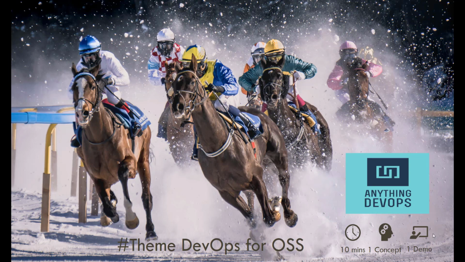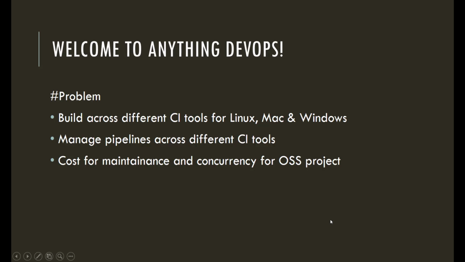The theme of today's short video is DevOps for OSS. So, if you have an OSS project and you're building a piece of software, what you really want to concentrate on is adding functionality, features to the software, adding your creativity to that, and addressing the needs it's supposed to do instead of managing how it is getting built and deployed to the platform of your choice.